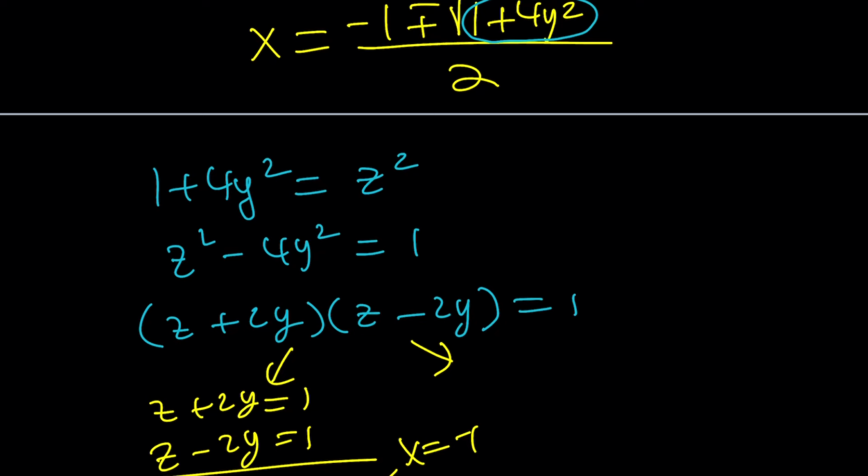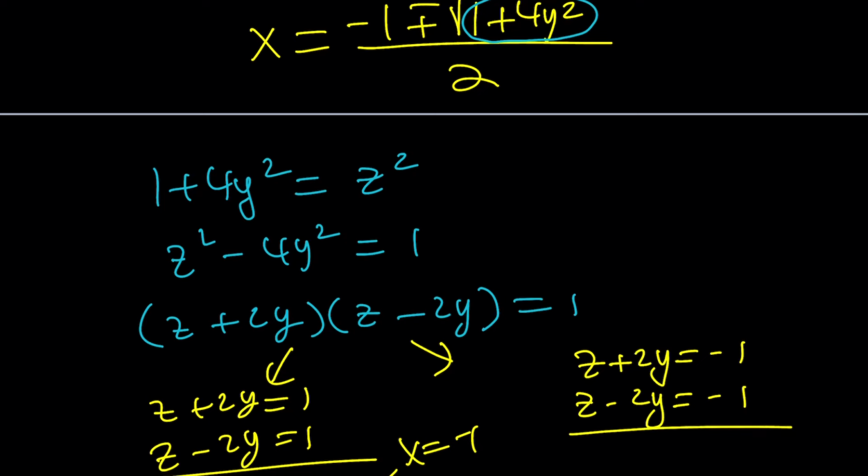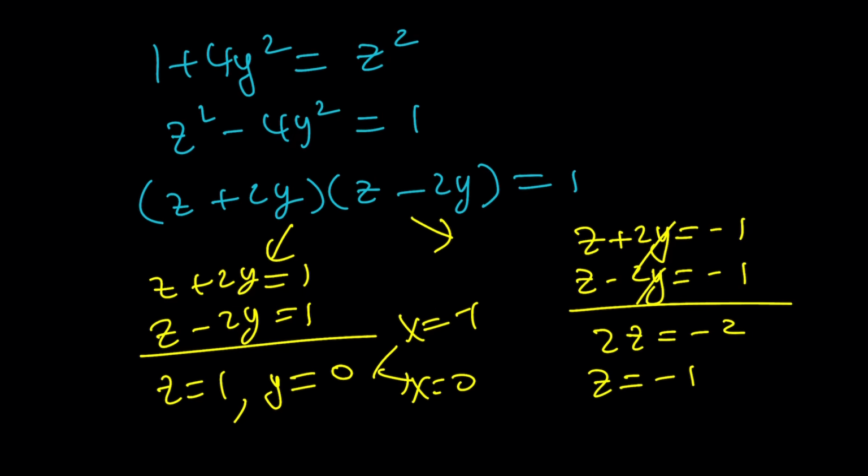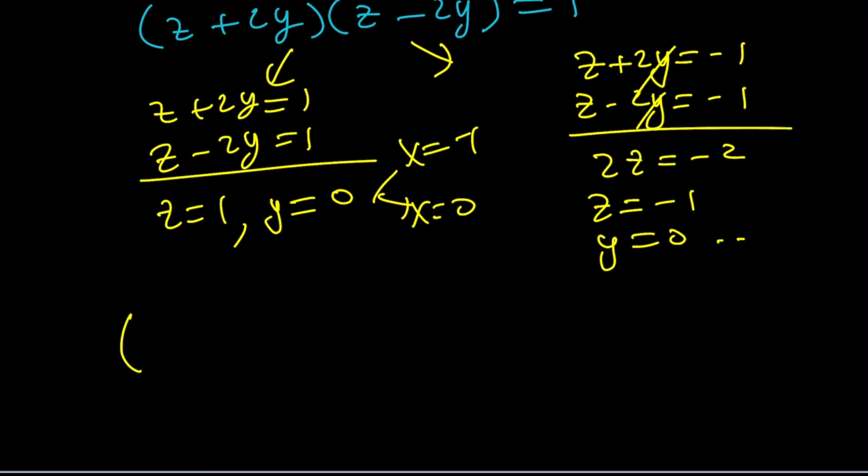And with the other scenario, which is z plus 2y equals negative 1 and z minus 2y equals negative 1, this one is kind of interesting. 2y is going to cancel out. 2z equals negative 2 is going to give you z equals negative 1, and if you plug in z equals negative 1, you can basically find the y value from one of these equations. Like in the first equation, you're going to get y equals 0 again. So it's just going to repeat the same thing. In other words, there are only two solutions, and those are (negative 1, 0) and (0, 0) to this equation. And this brings us to the end of this video.